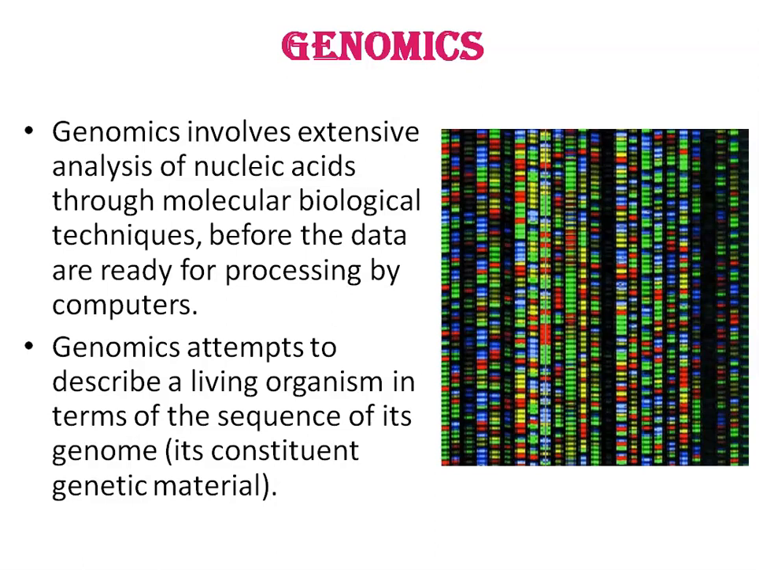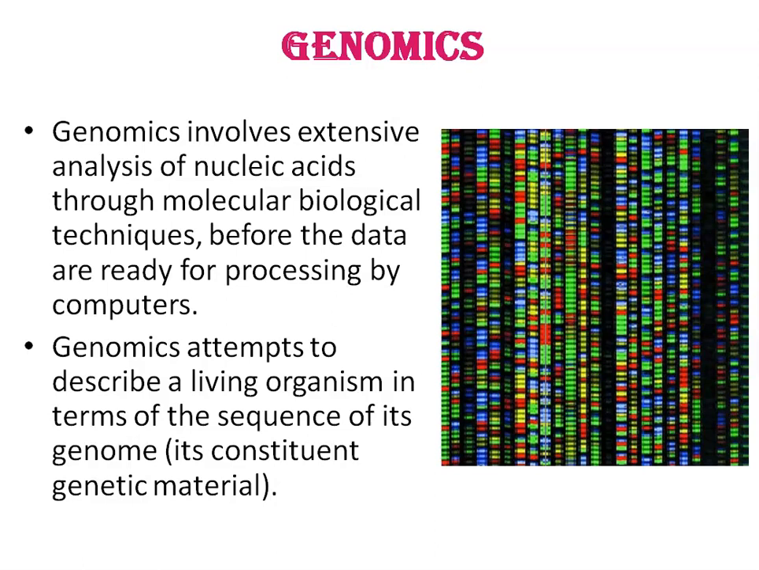Now, these interacting components, the components that interact with each other, include the genome, the gene transcript, and the proteins. The characterization of these three types of components, that is the genome, the gene transcript, and the proteins, and the associated development of analytical methods lead to the establishment of three closely related branches of bioinformatics. These three branches of bioinformatics are genomics, proteomics, and transcriptomics, right? Genomics. Genomics is the study of the complete set of genes of an organism. Genomics involves extensive analysis of nucleic acid through molecular biological techniques before the data are ready for processing by computers.